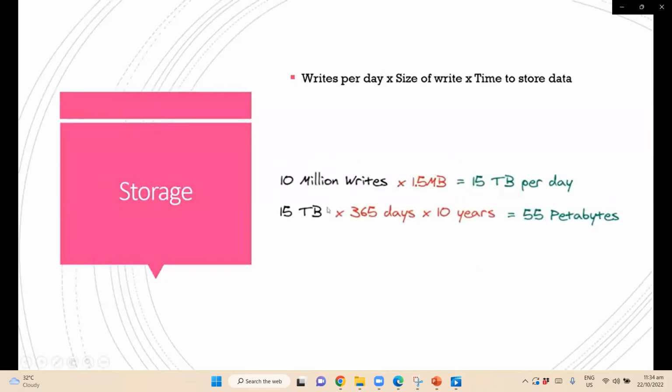We take that, there's 365 days in a year, and then you're going to want to hold stuff for a long time, 10 years, maybe longer, if you're an established company. So you can estimate that long-term storage is going to be around 55 petabytes. So you'd use this to estimate all these things we've gone over.